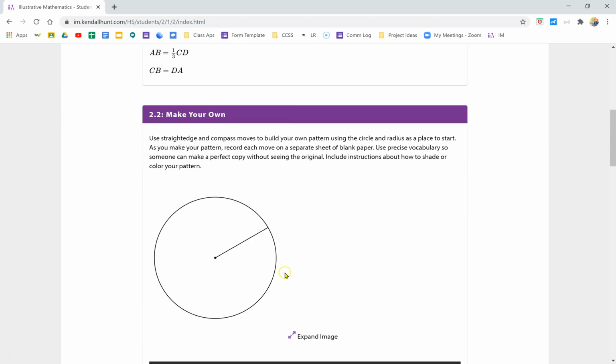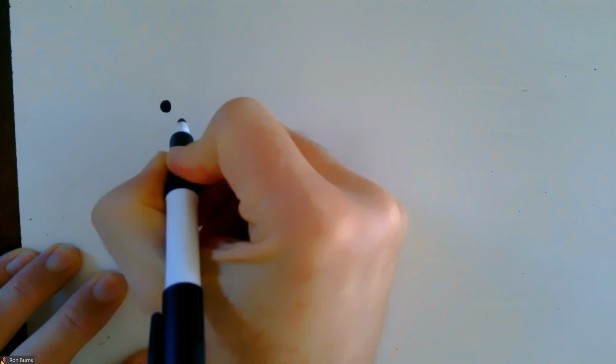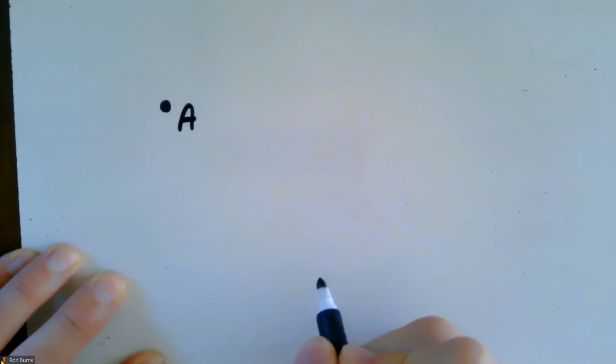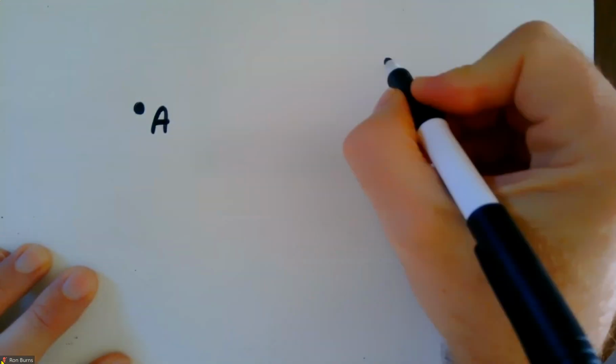Okay, the next part of this is asking you to build a pattern. And by pattern I mean using circles and line segments, and then as you're making that pattern, you're going to explain what you're doing using precise language. So here's what that might look like. You could start by putting point A on your paper. So this first step, you would list the directions like this.